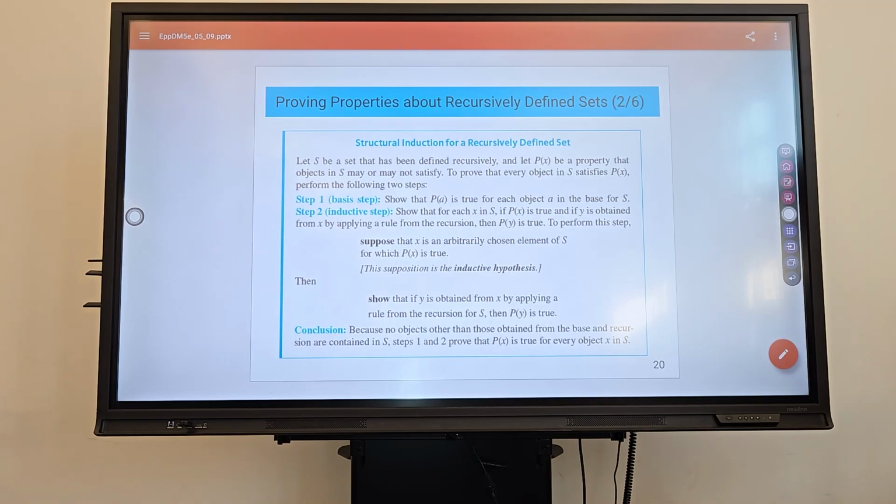Conclusion. Because no objects other than those obtained from the base and the recursion are contained in S, steps 1 and 2 prove that P(x) is true for every object x in S.